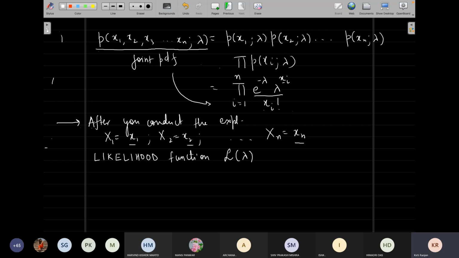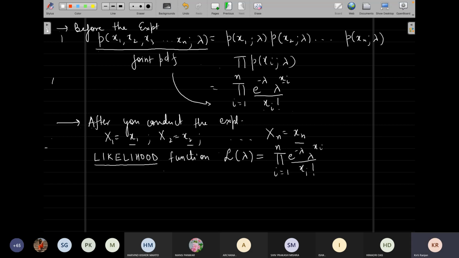So now we call the same joint PDF the likelihood function because the values of the xi's are all fixed, and lambda, the parameter of the population, is the only unknown. The difference lies only in the interpretation of the same function. Before the experiment, the xi's are not known, lambda is not known. But after you conduct the experiment, your xi's are all now known. So the same function we call the likelihood function, and we write exactly the same formula, except knowing that these xi's have all got some values.